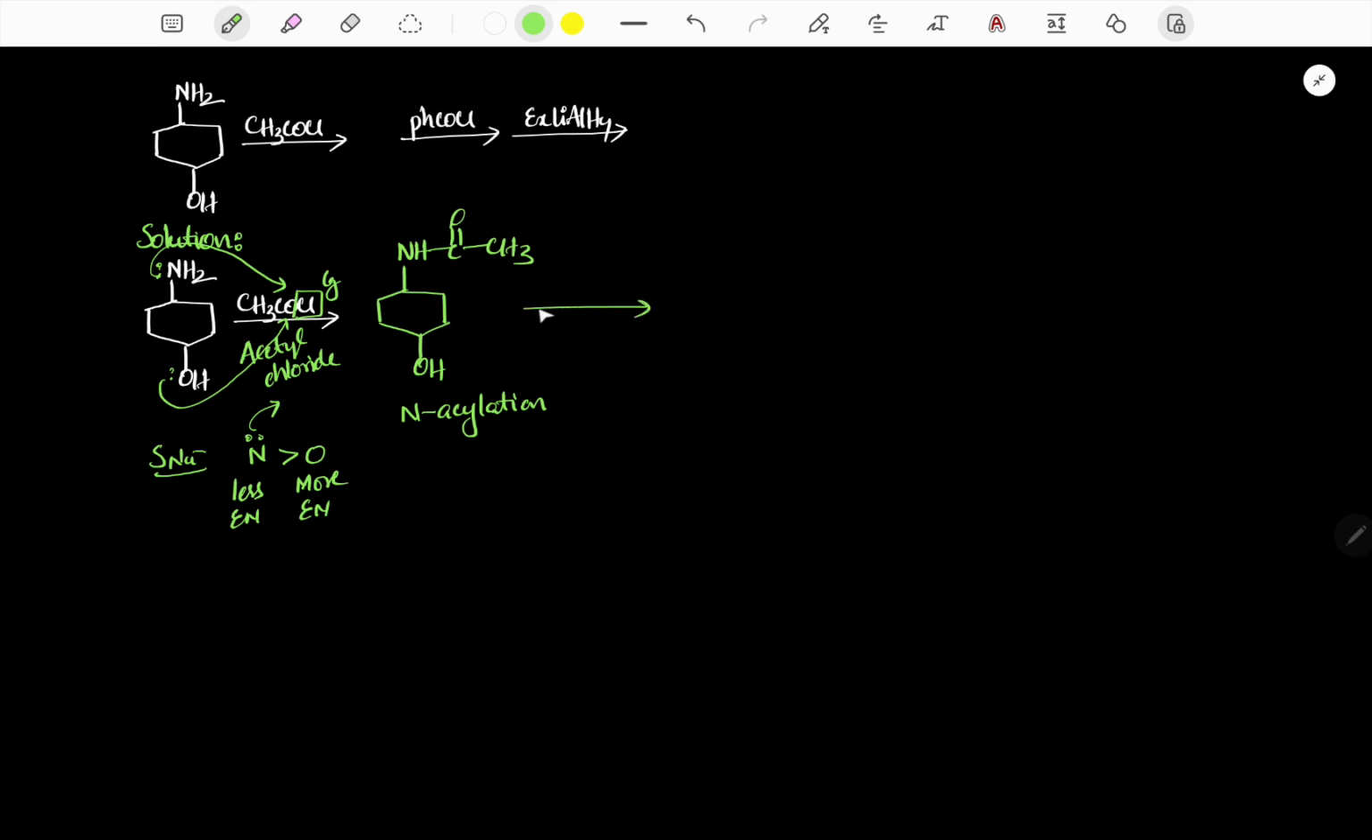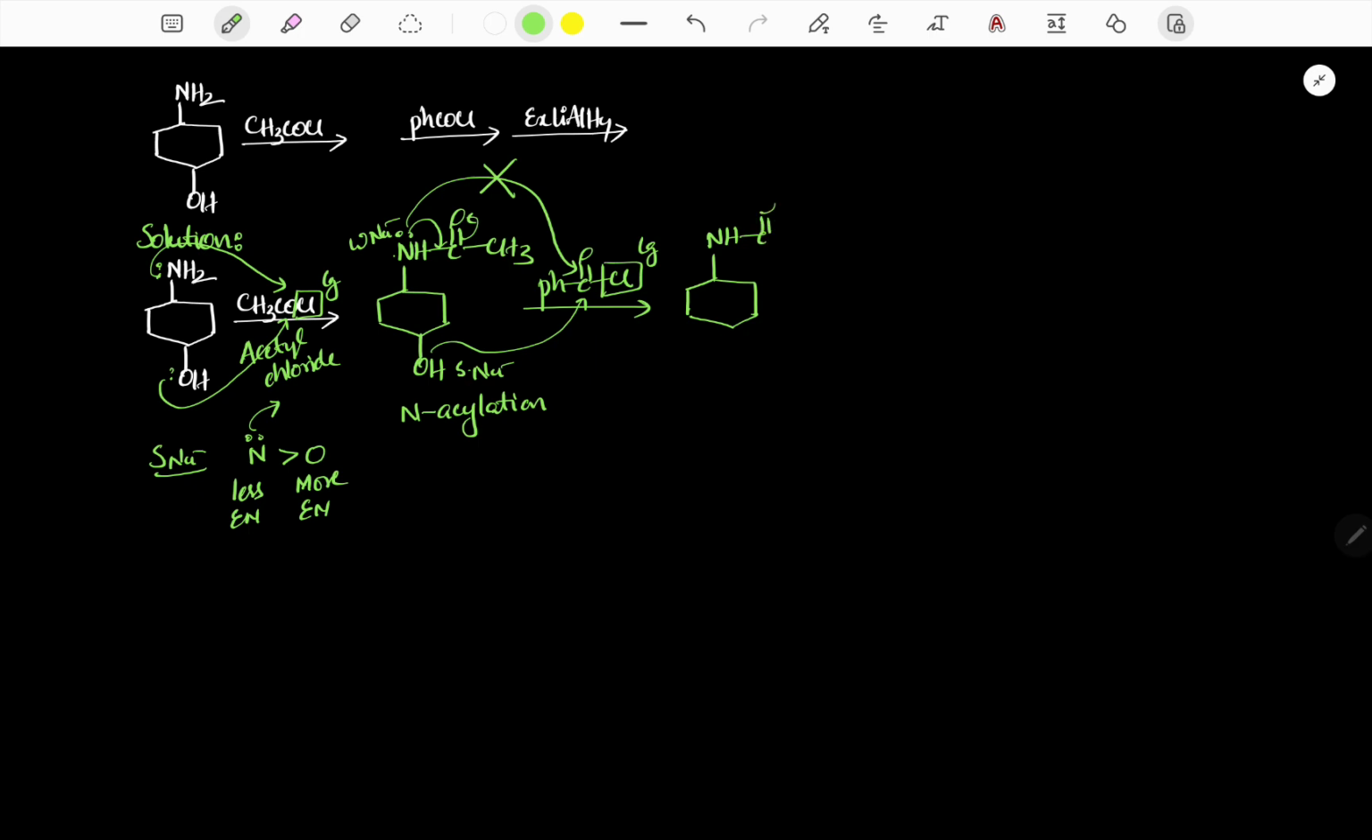Now it is treated with benzoyl chloride, PhC double bond O Cl. The chlorine is a leaving group. So again two possibilities are there: the N lone pair can attack, the O lone pair can attack. Because of resonance, here the nitrogen part is a weak nucleophile and the oxygen part is a strong nucleophile. Therefore the nitrogen part does not react, the oxygen part reacts.